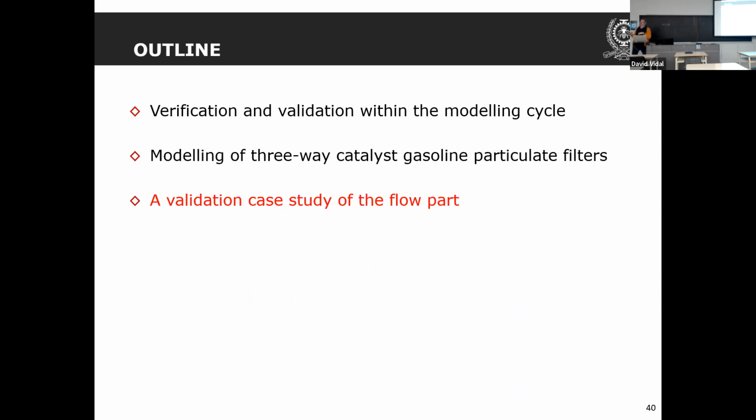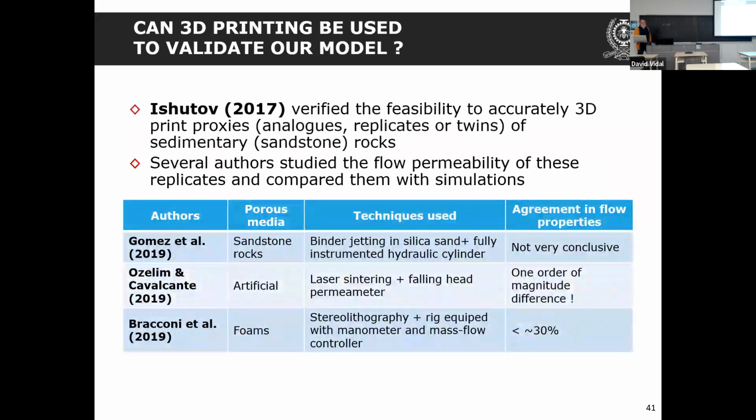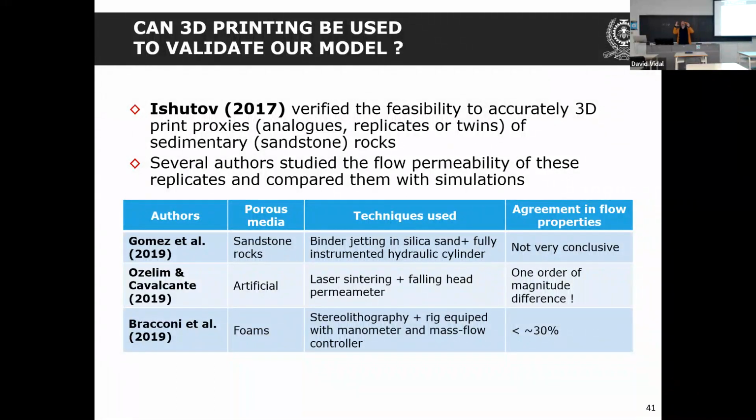So here we're just showing you the validation of the flow part of the modeling. The other part of the modeling is still ongoing work. So we thought initially, can we take the digitized structure from CT scan? We have generated fictitious structures, but we can use a 3D printer and print them, at a magnified scale.